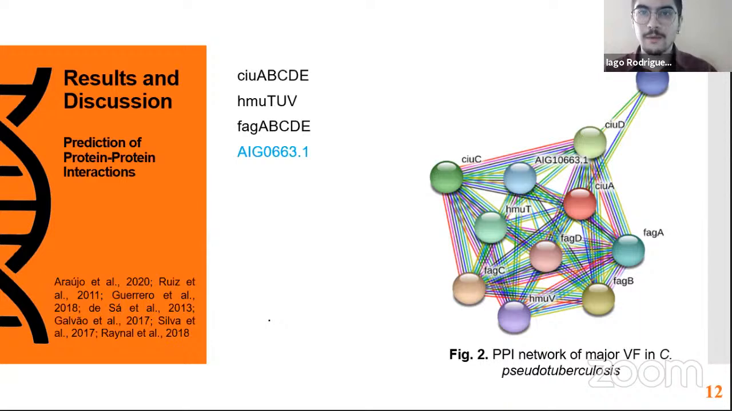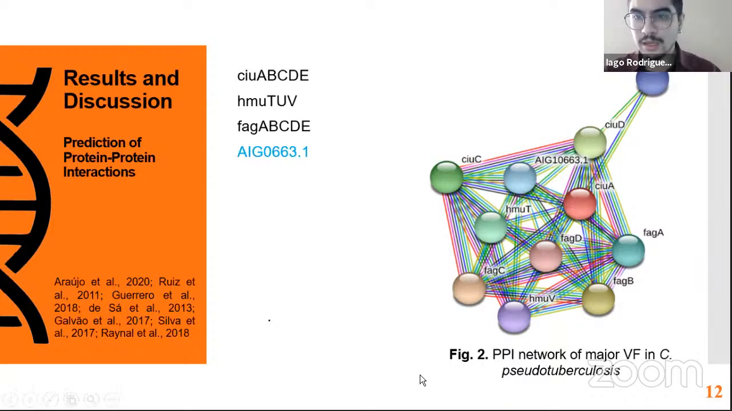Continuing, we could see that most of the virulence factors exhibit relation to well-known biological mechanisms. So we observed a predicted protein-protein interaction network, or PPI network, among the main virulence factors of these species.